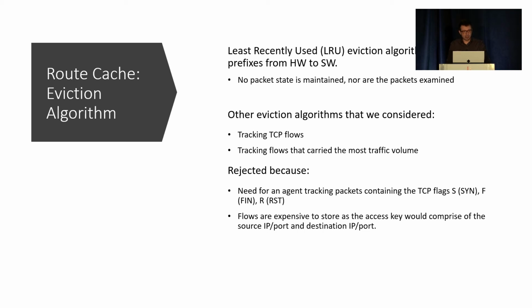The eviction algorithm that we use is the simple least recently used, LRU. We chose this algorithm because it doesn't need any state to be maintained, and there's no further processing required. We also considered other eviction algorithms, like tracking TCP flows or tracking flows that carry the most traffic volume. But we rejected both eventually because they need an additional agent that tracks TCP packets with flags such as SYN, and storing flows is also expensive because in this case it comprises both source IP and port and destination IP and port. And in a routing context, we only need the latter, so the rest would be just overhead.